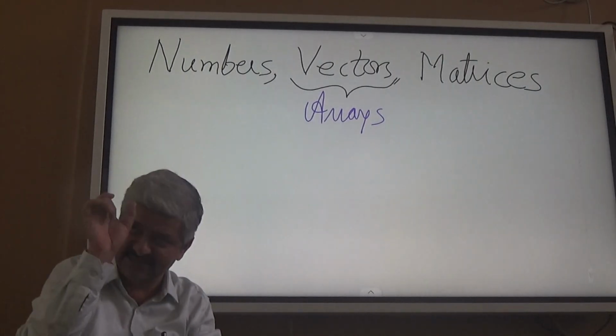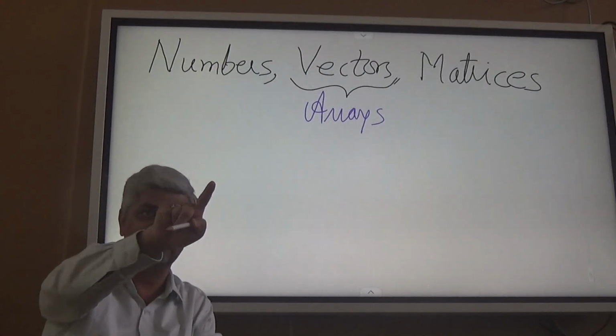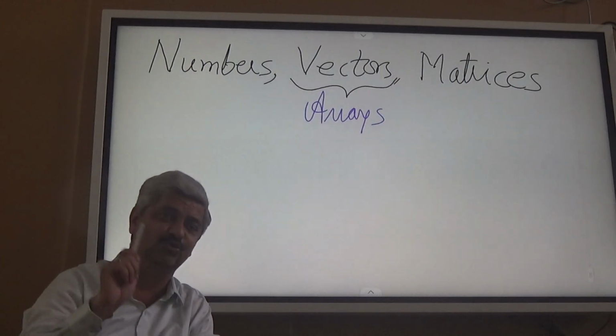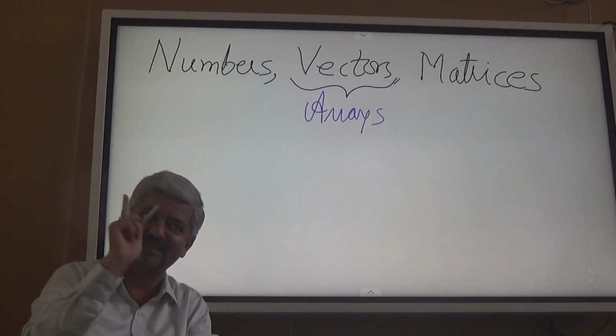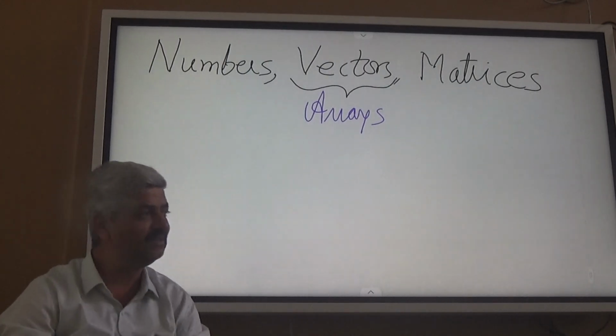So a single number, then an array of numbers. An array of numbers includes more than one.